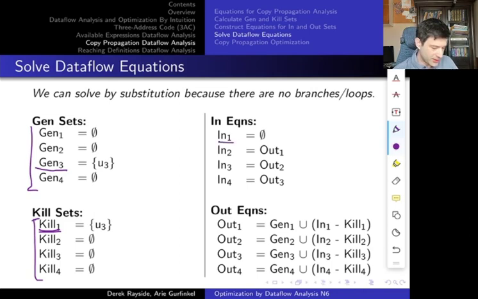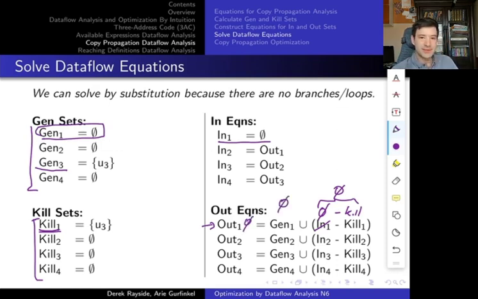Here we know that in 1 is already solved. So we go to this equation, out 1. For in 1, we get an empty set. Kill doesn't matter, because an empty set minus anything is going to be an empty set. Gen 1 here is an empty set. And so out 1 becomes an empty set.